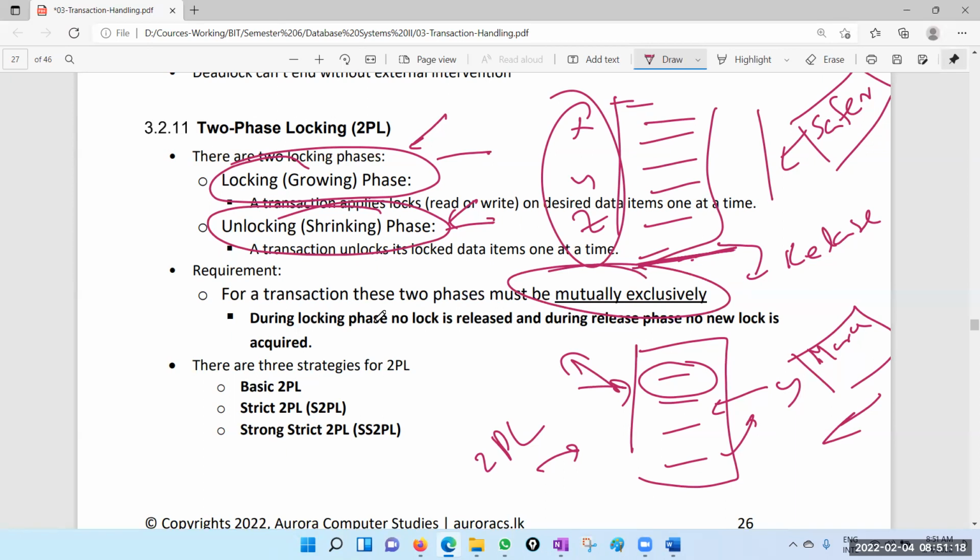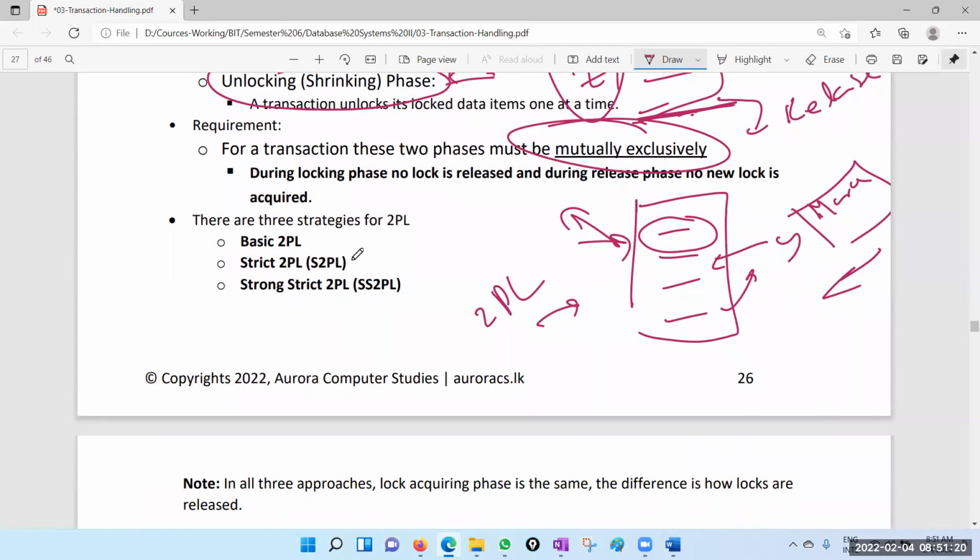Right, now let's see what the three tactics or three strategies in two-phase locking are: basic two-phase locking, strict two-phase locking, and strong strict two-phase locking.